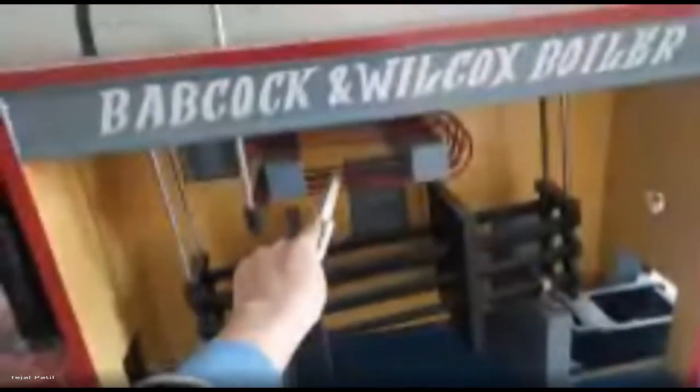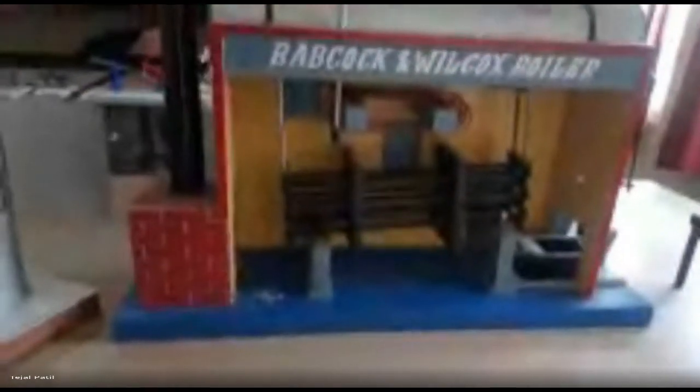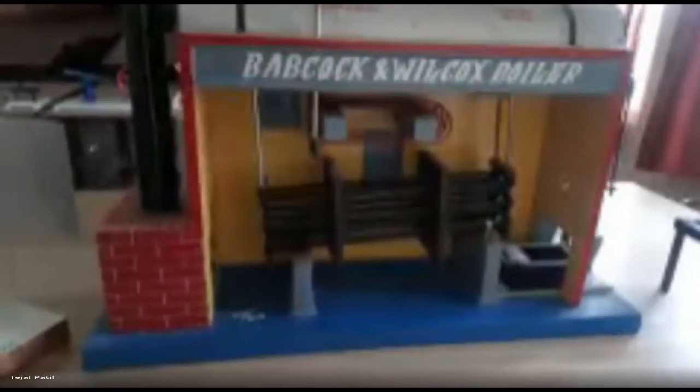Okay, and these are the tubes which contain the water, and the water takes the heat from the flue gases, and then whatever steam is generated or the hot water is, that will be collected in this shell. Okay, this is the superheater. We'll talk about it in a few minutes, when we move to the boiler accessories. For now, you can see the model which is showing you the Babcock Wilcox boiler.